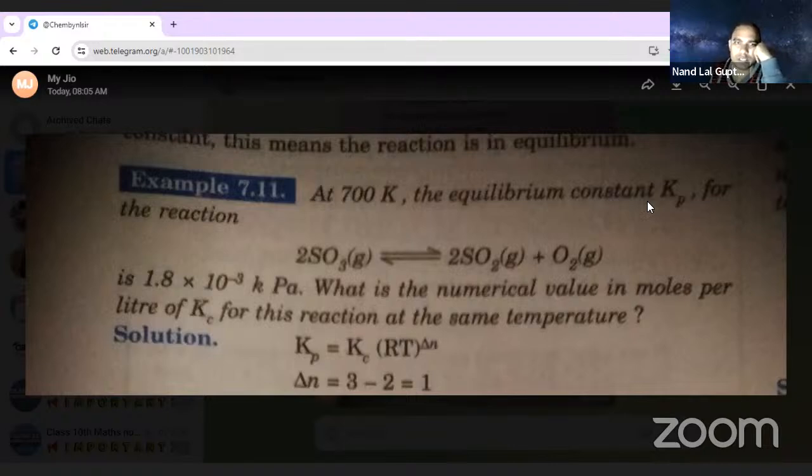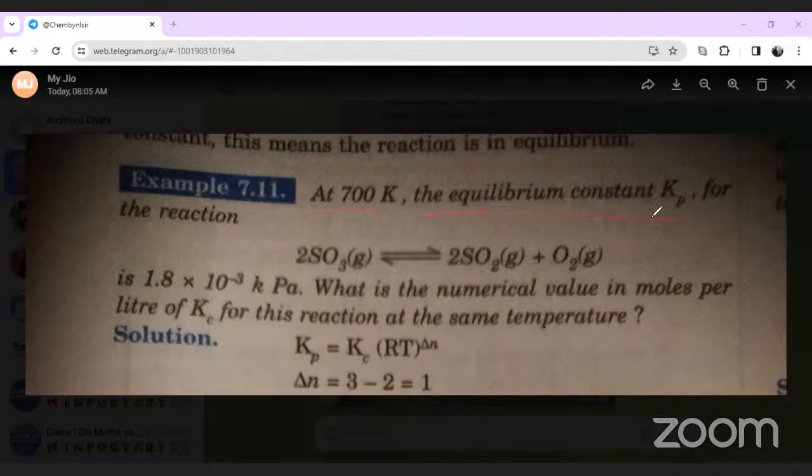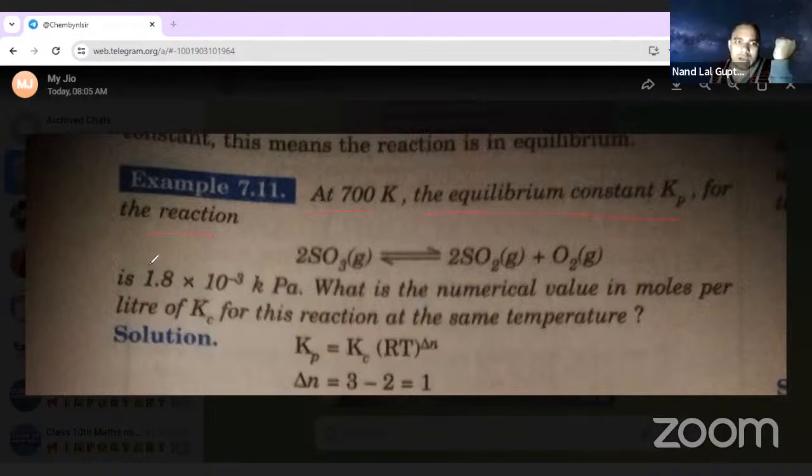So first of all, you read the question, then we will do this question separately. The question says: at 700 Kelvin, the equilibrium constant Kp of the reaction is 1.8 into 10 power minus 3 kilopascal. What is the numerical value of Kc in mole per liter? They are asking Kc for the reaction at the same temperature. So Kp is given, Kc they are asking.